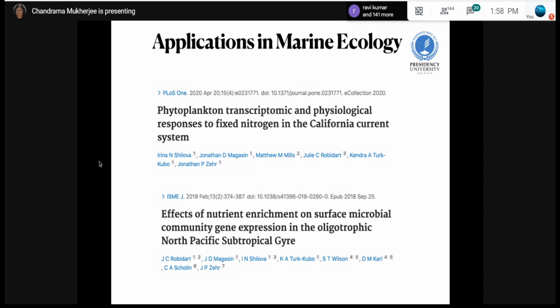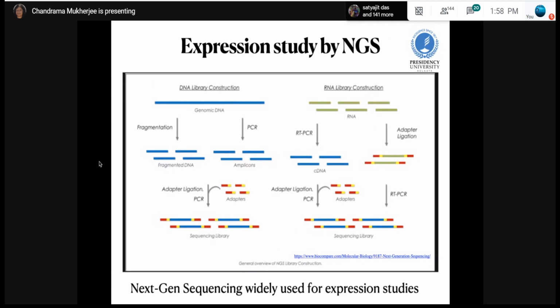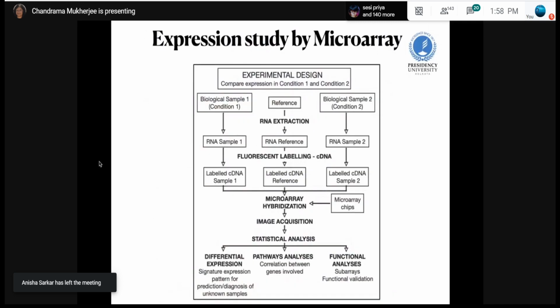So there's tons of literature, but all techniques have their own advantages and disadvantages. This microarray technique has a particular limitation. What is that? If you remember what I told you, the chip should have all the different combinations of available gene information. Suppose a gene's information is not there, then it will not pop up during the hybridization process.